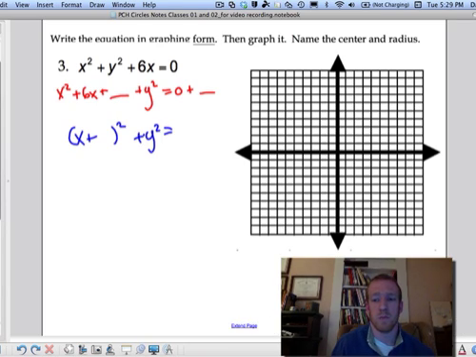So what I'm going to do is we take half this number, 6 divided by 2 is 3, 3 squared equals 9.